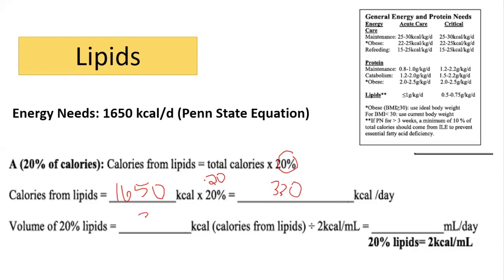Now, 330, we have to convert into milliliters because our fat comes in a lipid emulsion. For this, we know that there's 2 calories per milliliter of our lipid. So in order to find out how many milliliters that is a day, we take 330, our total calories, and divide it by 2. And we need 165 milliliters of our lipids.